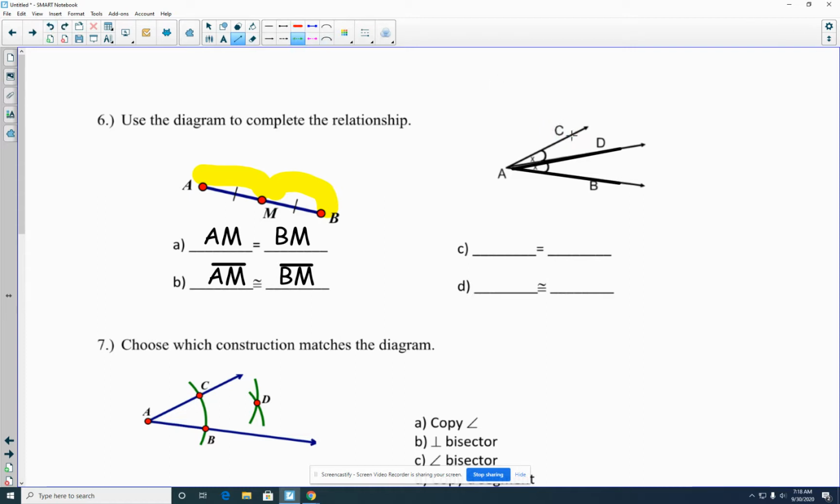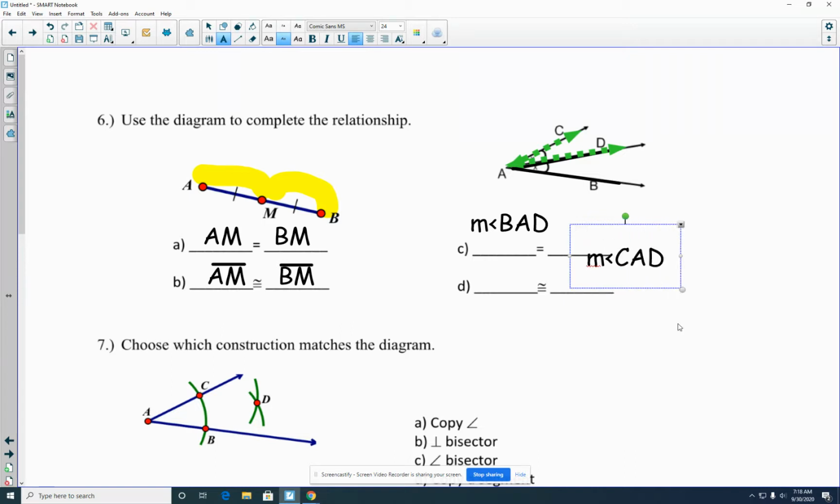So then we could have angle CAD. Okay, so let's write that in here. If we're dealing with equals, we have to put the M in front. So we have the measure of angle CAD is equal to the measure of angle CAD. Remember, order matters, right?